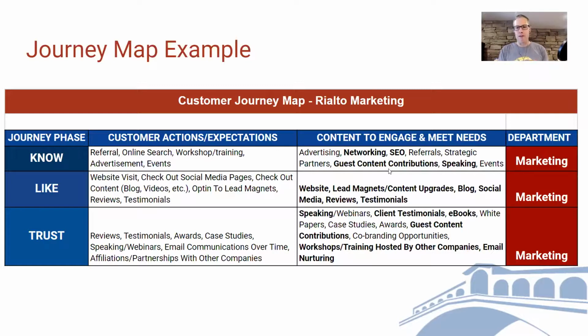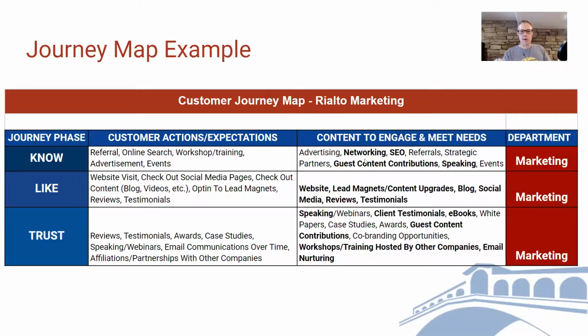Now, the last time I did this workshop, somebody asked me, why are these elements bolded in this example? In this example, they're just bolded because that's what the client was focusing on at that point. So they had focused on networking and SEO and guest content contributions and speaking, but they hadn't started to get into some of these other elements that were in the list. And that's okay. All we're trying to do is just gain a better understanding of what are the things that we could possibly do to meet these needs at each phase. You can't do everything at once. You've got to pick and choose. But this just gives you an idea of what you have at your disposal, and then you can start to focus.